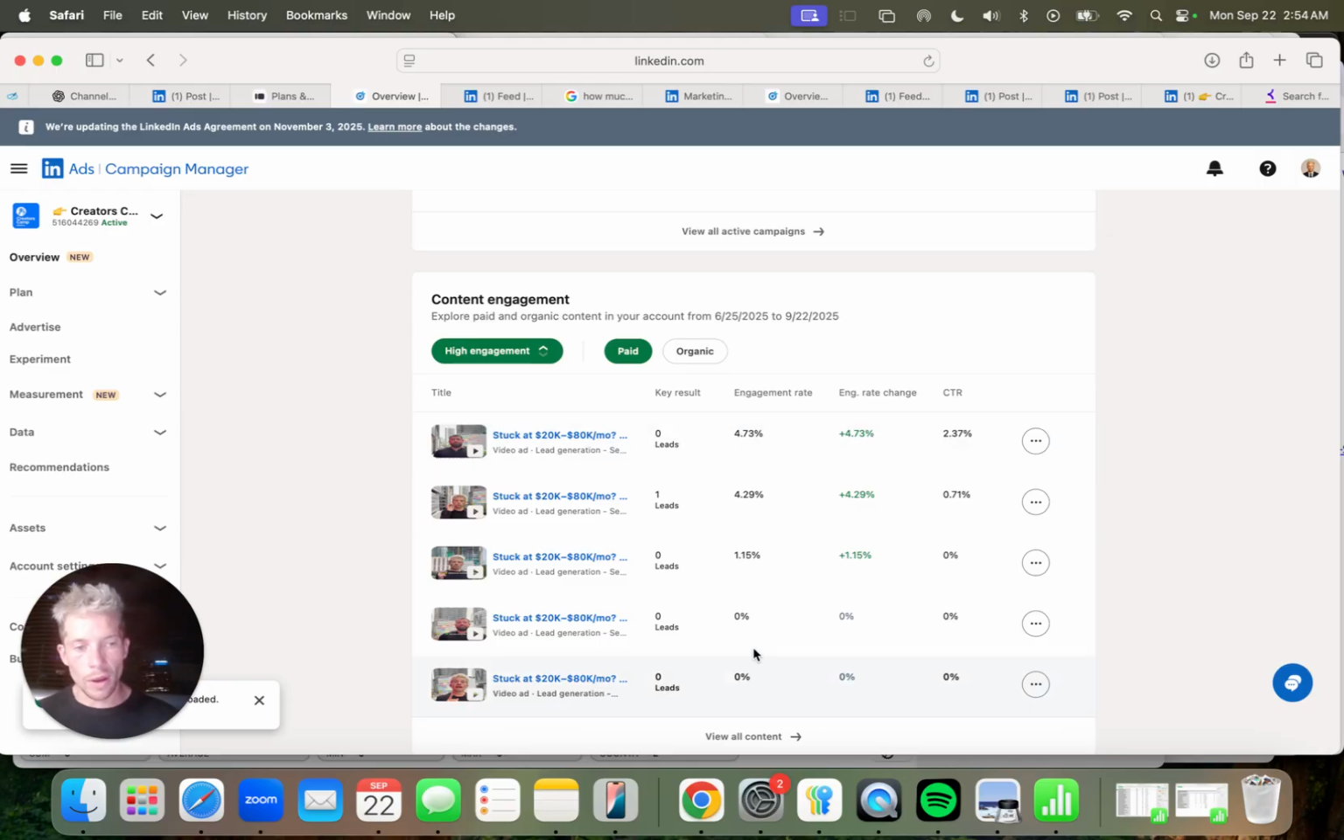You see the same trends across the board. The highest engagement rates are on this. The highest click-through rates are also on here. These are very similar engagement rates. This one has a lower click-through rate, but it's the one that the leads registered on.